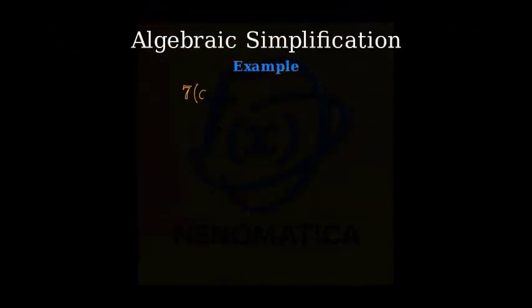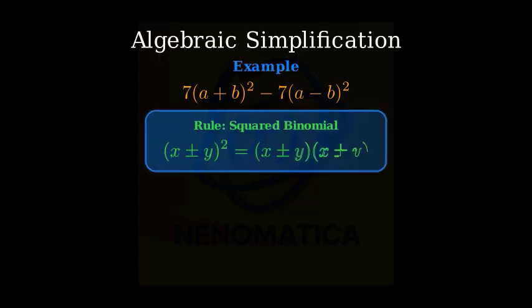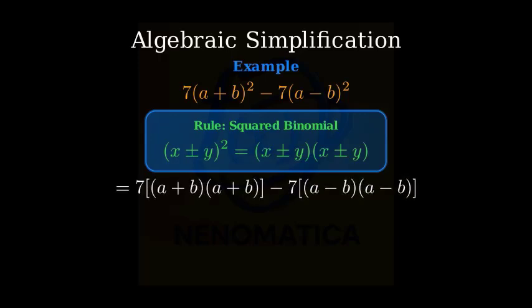We'll examine the expression 7 times (a plus b) squared minus 7 times (a minus b) squared. Let's begin by expanding the squared binomials. Using the rule for squaring a binomial, we know that (a plus b) squared equals (a plus b) times (a plus b). Similarly, (a minus b) squared equals (a minus b) times (a minus b). So our expression becomes 7 times the quantity (a plus b) times (a plus b), minus 7 times the quantity (a minus b) times (a minus b).